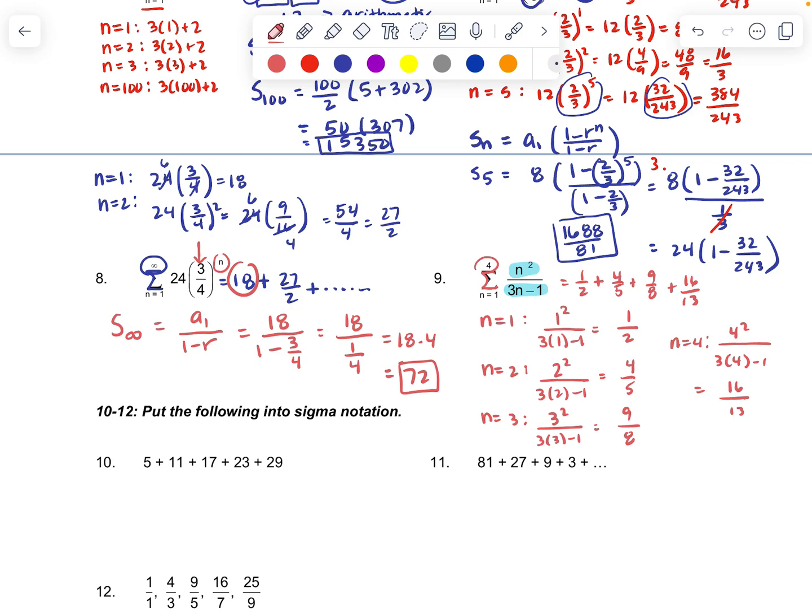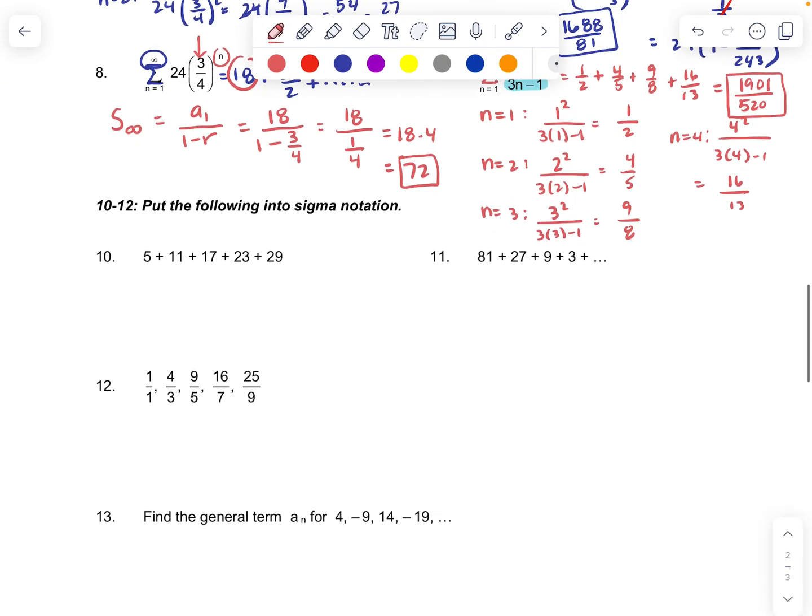And you guys, before, they had to do it by hand. You guys are so lucky. You can just plug it into your calculator. So go 1 over 2 plus 4 over 5 plus 9 over 8 plus 16 over 13. And you guys, that gives me a weird decimal. Hit math, enter, enter. And on this one, I got 1901 all over 520. That is going to be your sum.